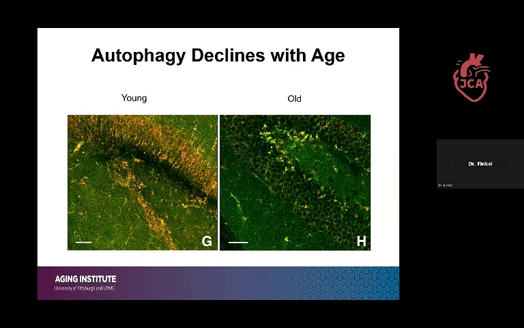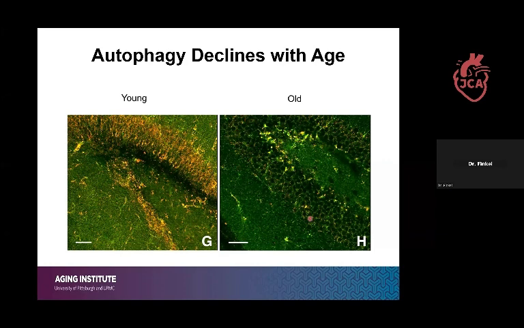So I hope you can see my pointer. And here we're looking in the hippocampus of a young animal, and the orange fluorescence here really is a readout of mitophagic flux. And you can see in the hippocampus, which is the anatomical location of where learning and memory occurs, that in the young animals, there's quite robust evidence of mitophagy occurring.